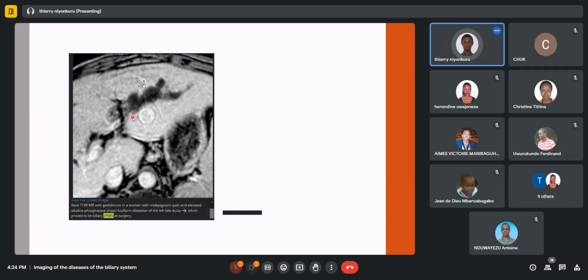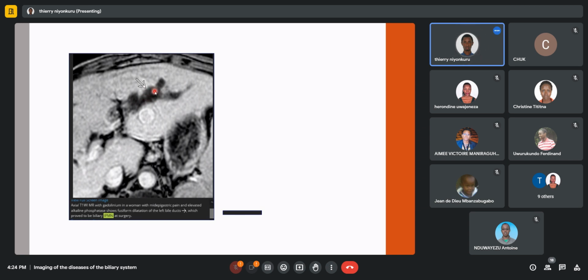So as you can see on this left hepatic duct, it has a regular wall and shape. They are all irregular, and with this intramural non-enhancing lesion, which is adhering to the duct wall, and also, as you can see, it has an unclear margin.